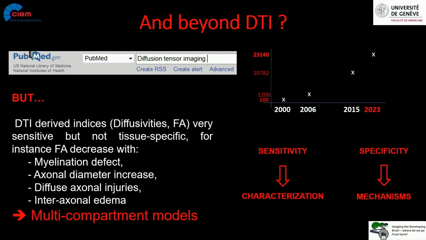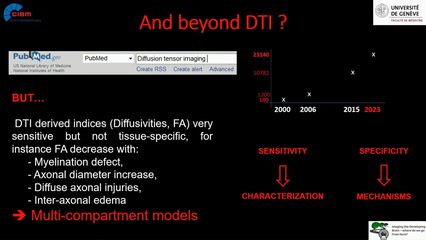It means that, for instance, you can have an FA decrease with a myelination defect, with an axonal diameter increase, with diffuse axonal injuries, with interaxonal edema. And something which is important in preclinical imaging, but also in clinical imaging, is to try to find something which is more specific to be able to understand the mechanisms of the lesion or of the development.